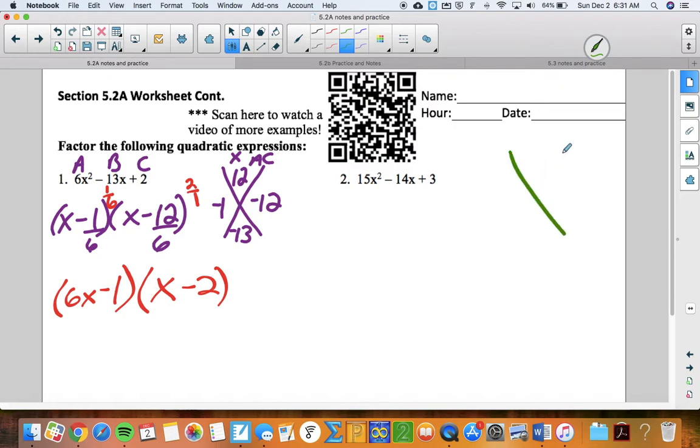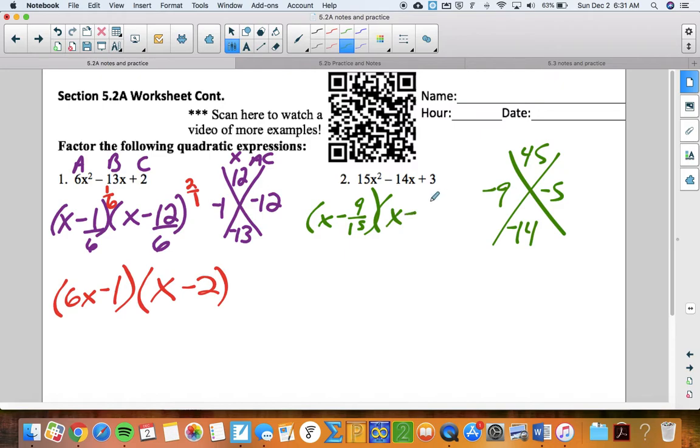Here, multiply your A and your C value together, you get 45, you get negative 14. So it has to be positive values or both negative values. In this case, it's going to be both negatives. So, negative 9 and negative 5. So, x minus 9 over 15 times x minus 5 over 15.